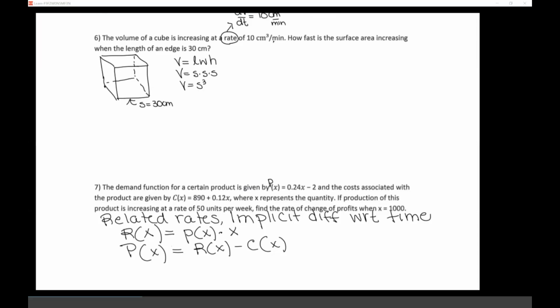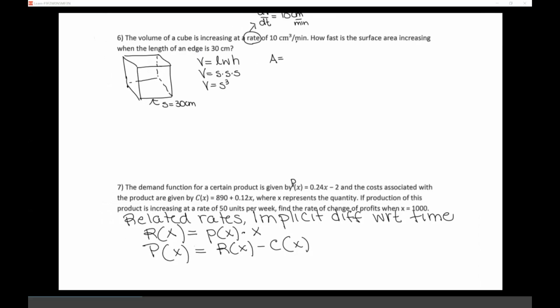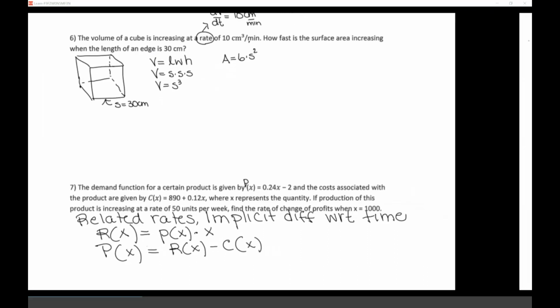Now again, surface area of this thing, if you think about it, it's got 6 sides like a die, and the area of each side is S squared. So it's 6 times S squared. That's the area.